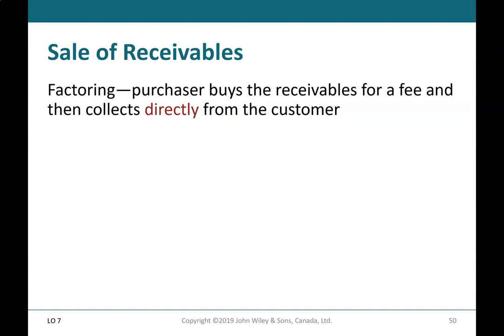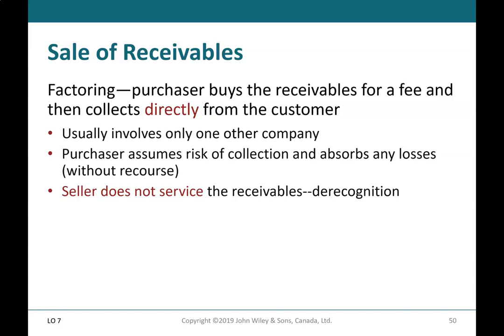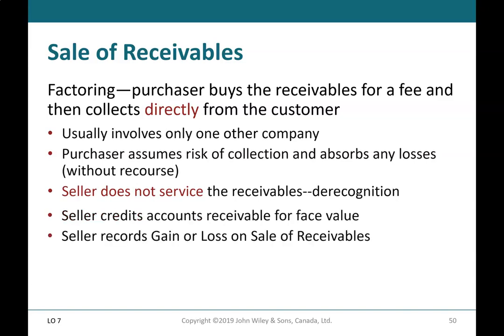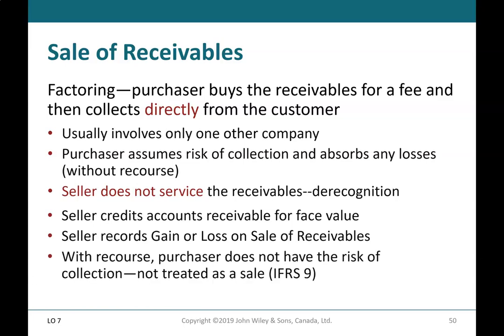Sale of receivables. Factoring. The purchaser buys the receivables for a fee and then collects directly from the customer. It usually involves only one other company. The purchaser assumes the risk of collection and absorbs any losses without recourse. The seller does not service the receivables. Derecognition: the seller credits accounts receivable for face value and records a gain or loss on sale of receivables. With recourse, the purchaser does not have the risk of collection, so it is not treated as a sale under IFRS 9.